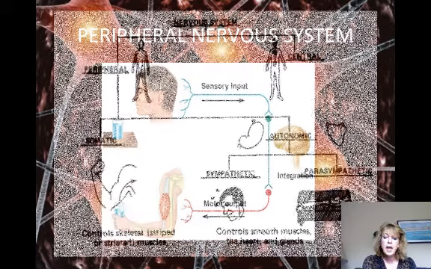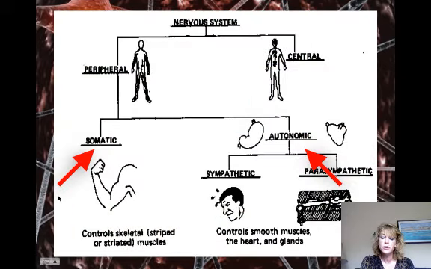The motor division has two divisions, the somatic nervous system and the autonomic nervous system. The somatic nervous system carries signals to the skeletal muscles in response to external stimuli. This is voluntary, and we have conscious control over it. The autonomic nervous system carries signals that regulate the internal environment, such as muscles of the cardiac, digestive, excretory, and endocrine systems. This is not voluntary, and we do not have any control over it.